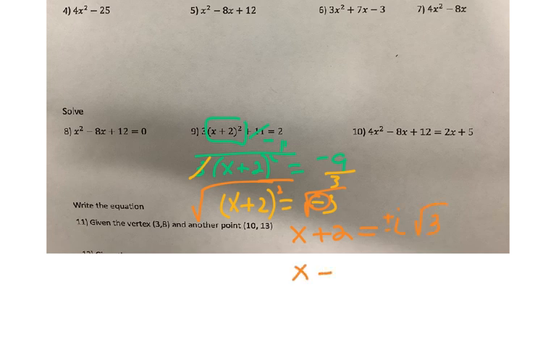So my answer then is x equals negative 2 plus or minus i root 3. And you can put the i behind the radical too. That doesn't matter if it's here or if it goes here. Just make sure it's not underneath the square root.